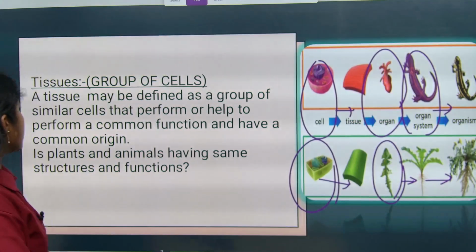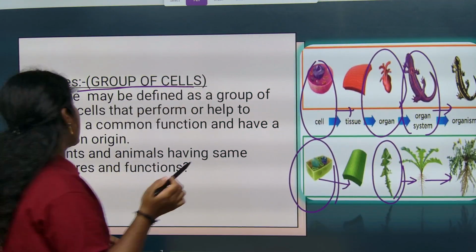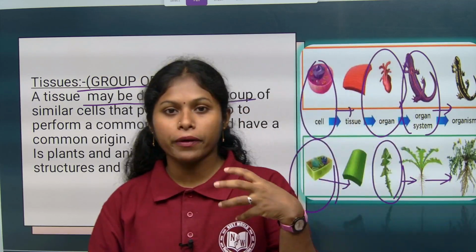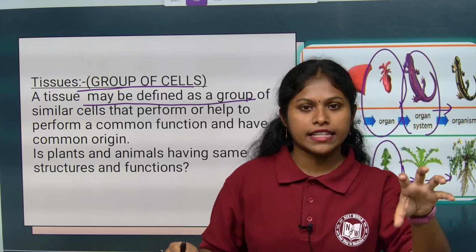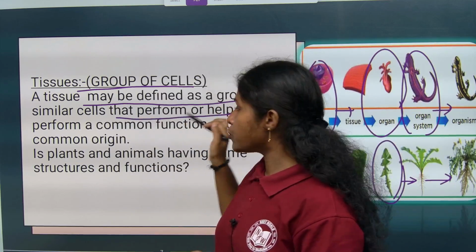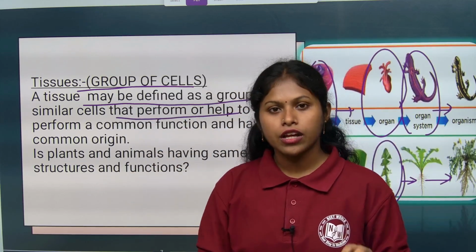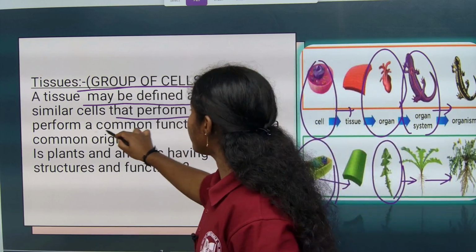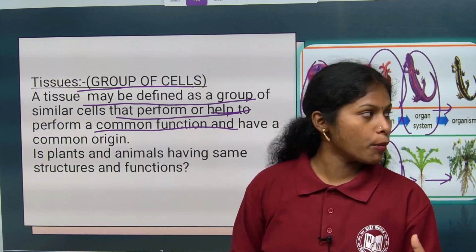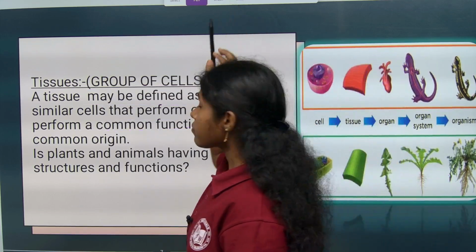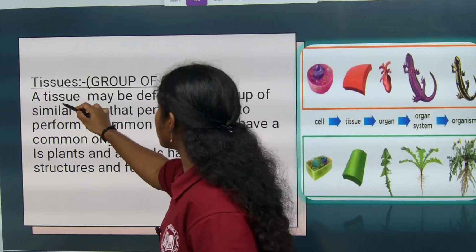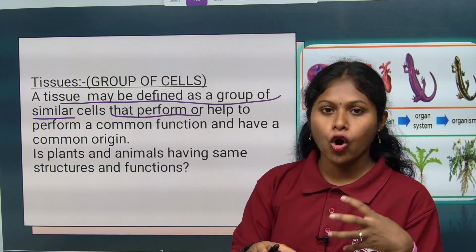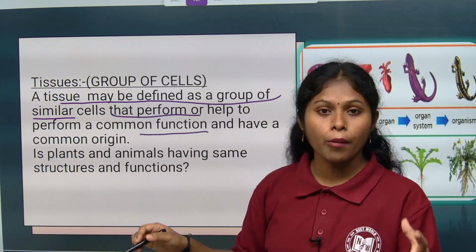Here it is given that tissue is a group of cells. It is a direct statement, and tissues may be defined as a group of similar cells. If they ask for the proper definition, it means a group of similar cells that perform or help to perform a common function, having the same common origin. If they ask for the definition of tissues, you can write: tissues may be defined as a group of similar cells that perform or help to perform a common function and have a common origin.